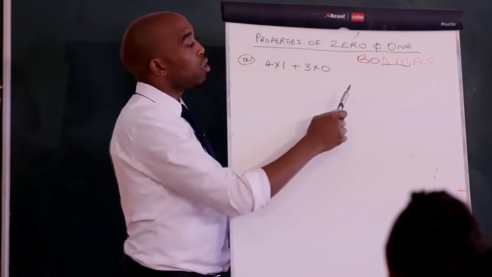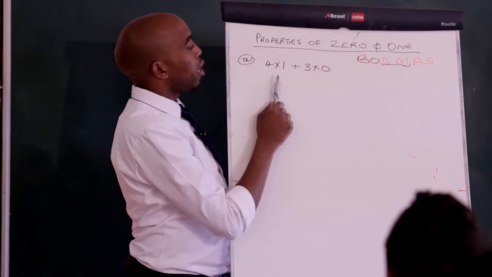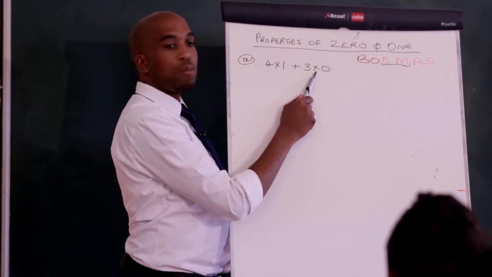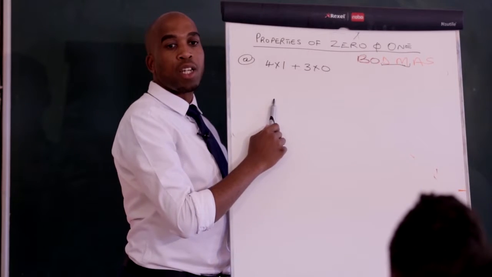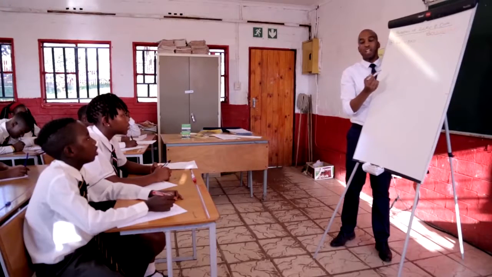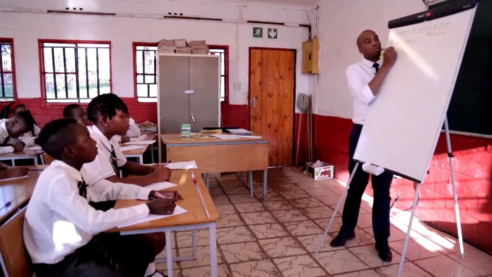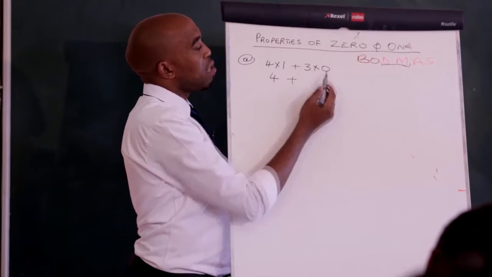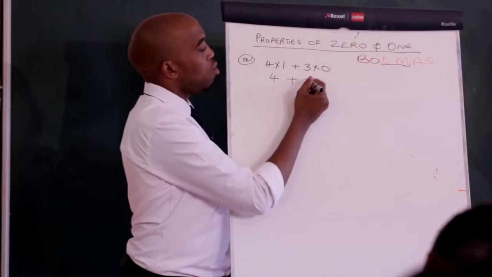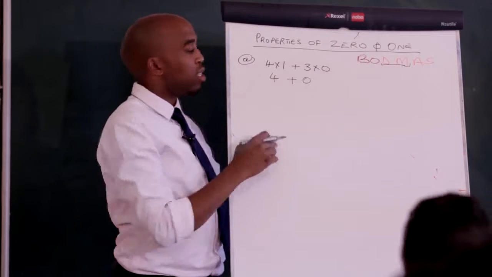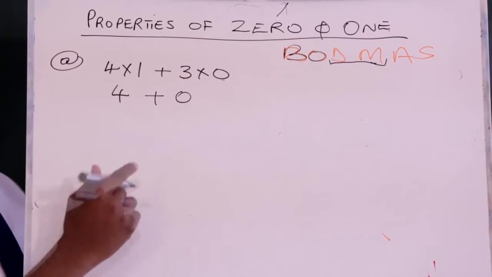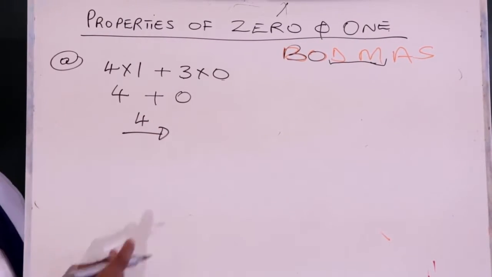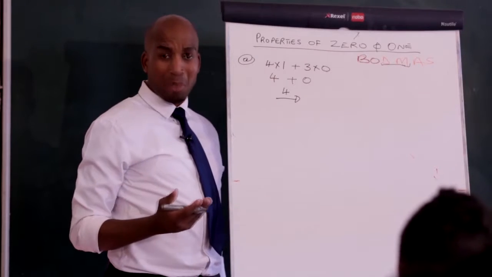Now you do the same all the time. So we have multiplication, addition, and multiplication. Multiplication or addition? Multiplication. Right, so what is 4 times 1? 4. And then what is 3 times 0? 0. Why? Because of the properties of zero. So then what is 4 plus 0? 4. Easy. Alright, my classmate, that one is easy.